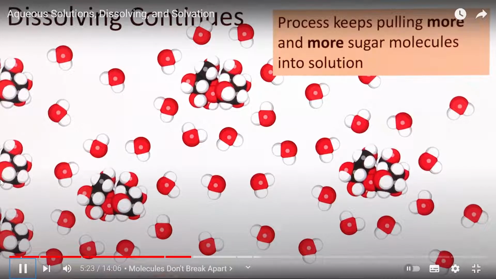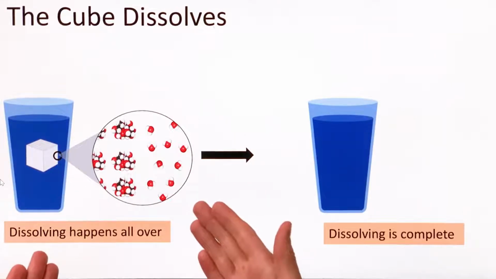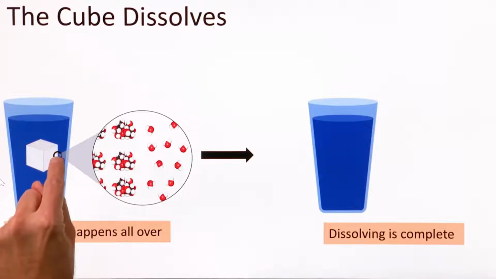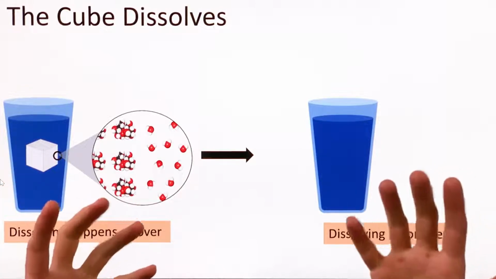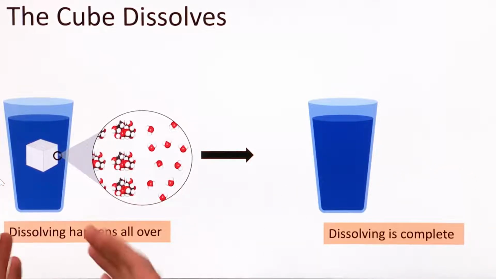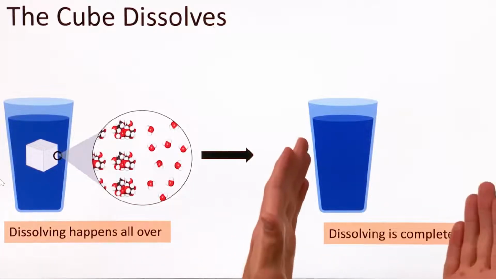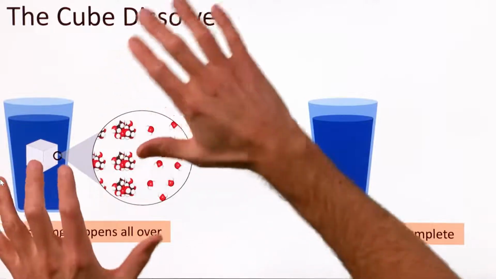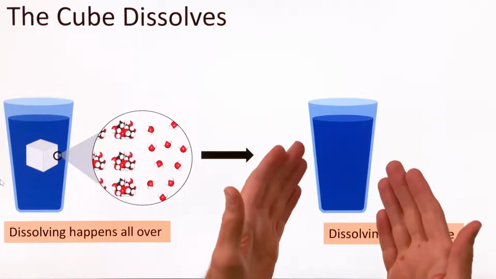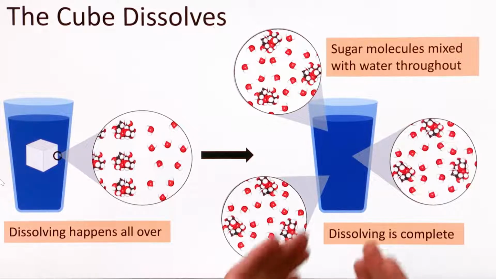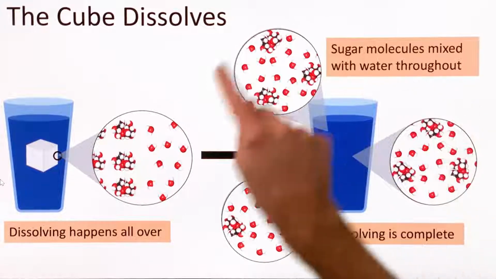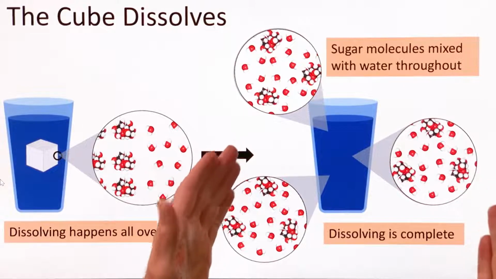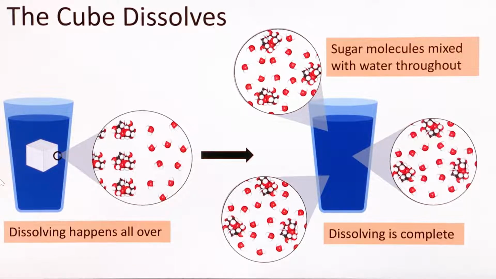Let's zoom back out and look at our glass. And here we are. We were just looking at one side of the cube. But this dissolving process is happening all over, on all the different sides, anywhere that's touching water. Now, after the dissolving is complete, all the sugar molecules will have been pulled away from the cube, and the cube is gone. And if we could zoom in and look at the liquid here, we'd see that the sugar molecules are mixed in with the water molecules, spread all throughout. So this is what a solution of sugar dissolved in water would look like at the atomic level.